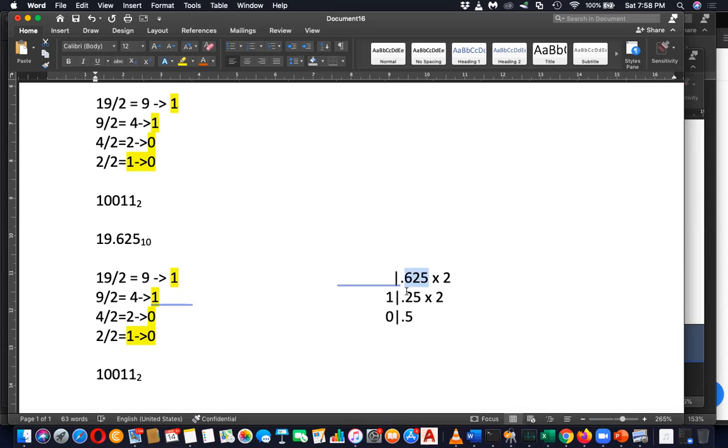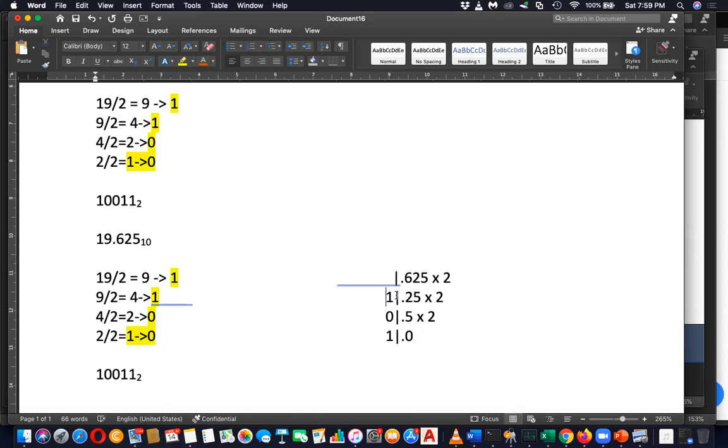0.625 gives 1.25, then 0.25 gives 0.5. Then 0.5 multiplied by 2 is? 0.5 into 2 is 1.0. When you get 0, you have to stop.